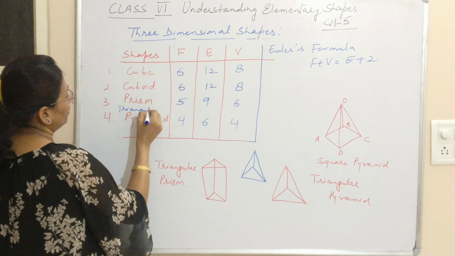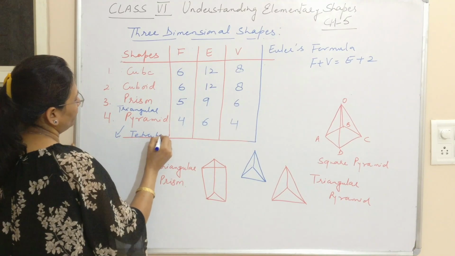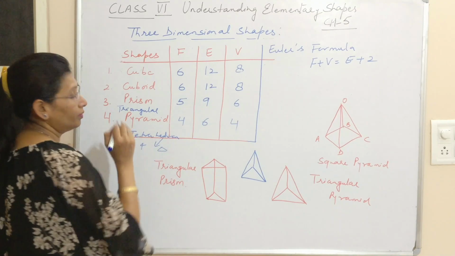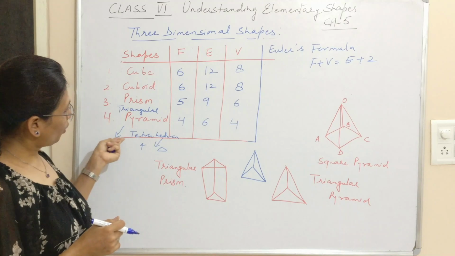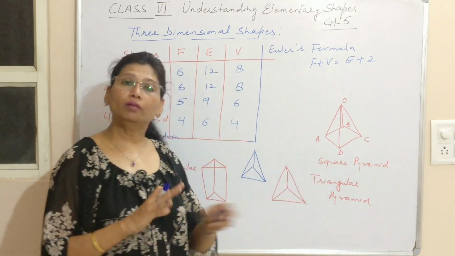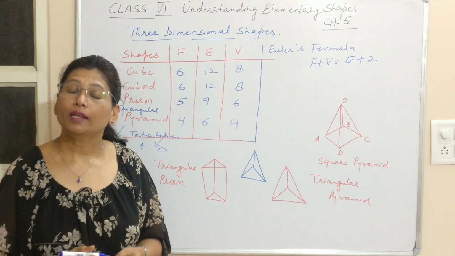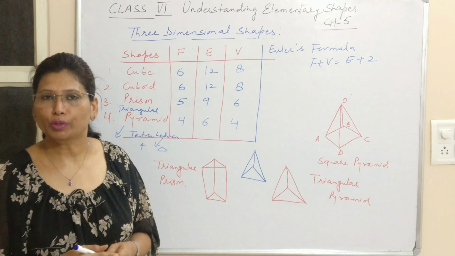And I must say another name for the triangular pyramid is tetrahedron. Tetra means 4, hedron means face. So this becomes a 4 triangular shape. And if it is a square pyramid, things change. Think yourself, in a square pyramid, how many faces, edges and vertices it is going to have.